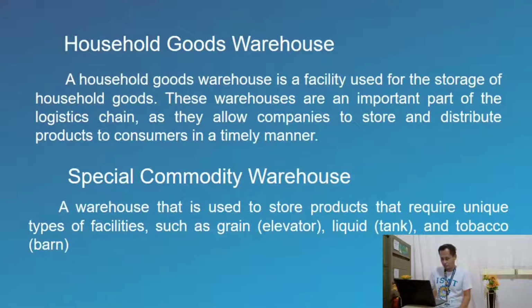For the household goods warehouse, it is a facility used for the storage of household goods. These warehouses are an important part of the logistics chain as they allow companies to store and distribute products to consumers in a timely manner. Next, we have the special commodity warehouse. It is a warehouse used to store products that require unique types of facilities like grain, liquid, and tobacco.